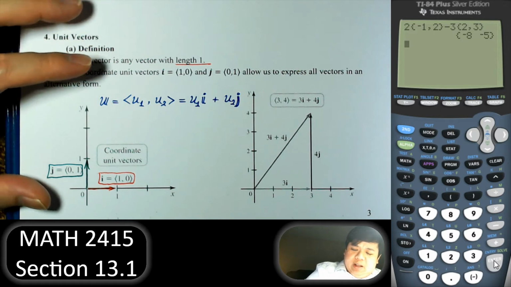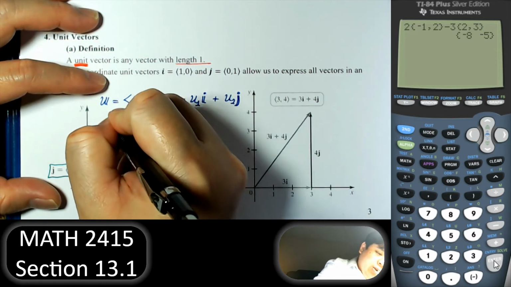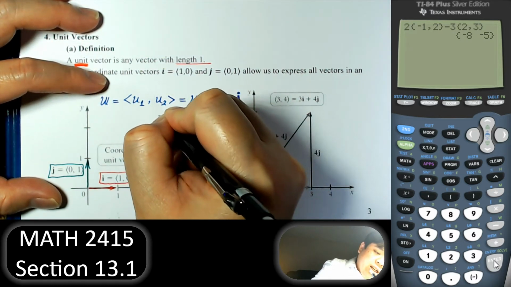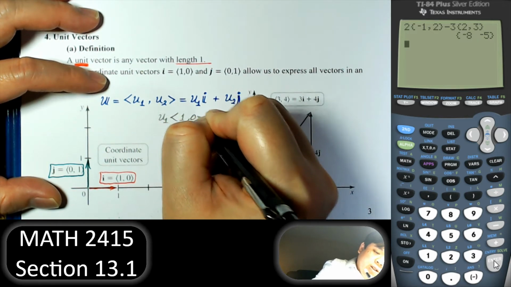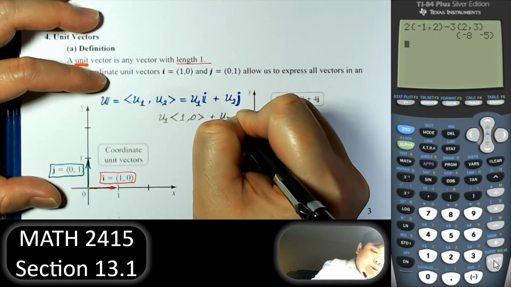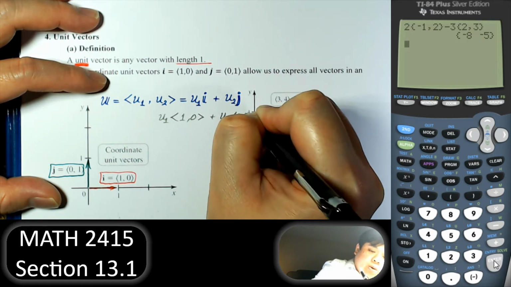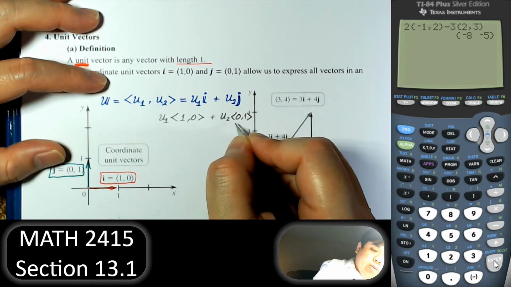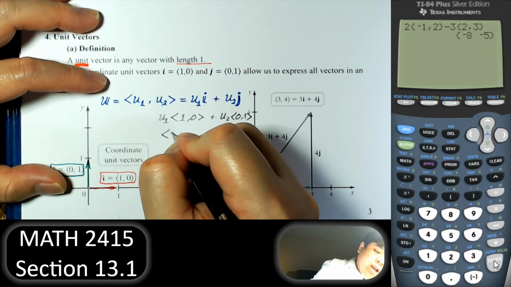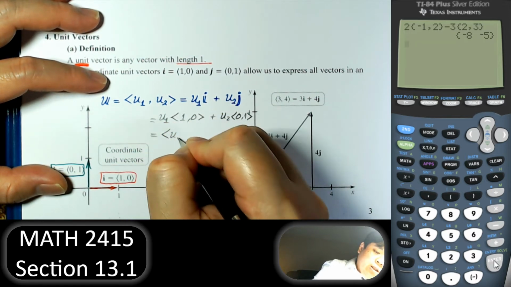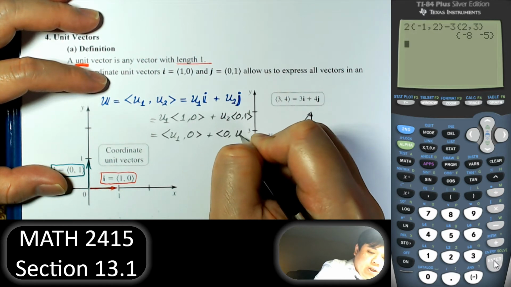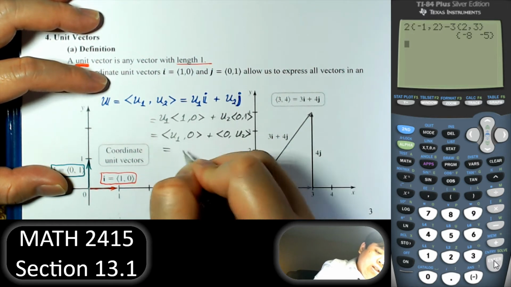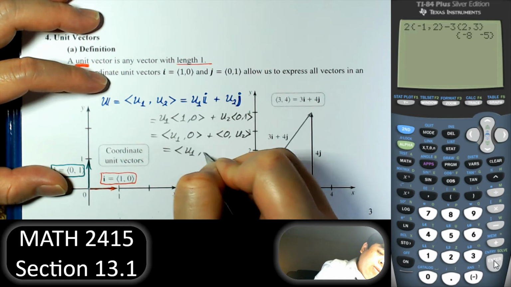Because if we think about that, it's very simple, right? If you write like this, we have u1 times i, which is 1 and 0, plus u2 times j, which is 0 and 1. And when we multiply them out and add, we have u1 and 0, 0 and u2. And when we add, we have u1 and u2.